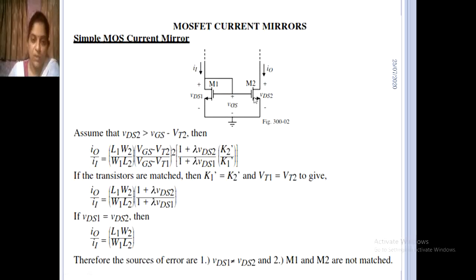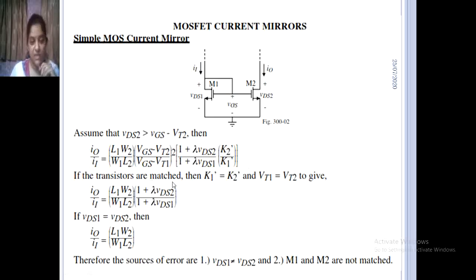Two MOSFETs are used, and they are shorted at the gate, and they are again connected to the drain of the first MOSFET. Assume that VDS2 is greater than VGS minus VT0. Then the output current divided by the input current is given by this equation.